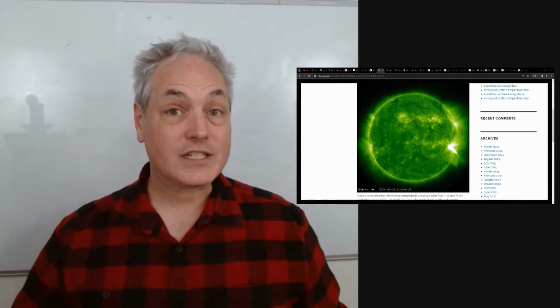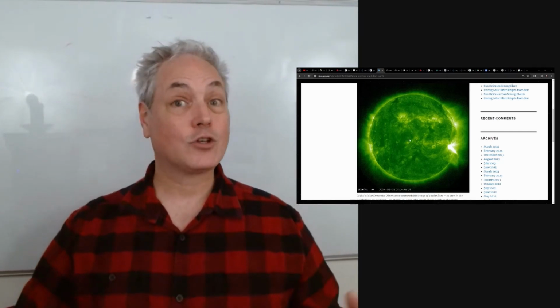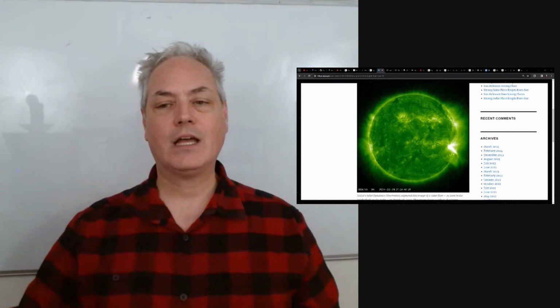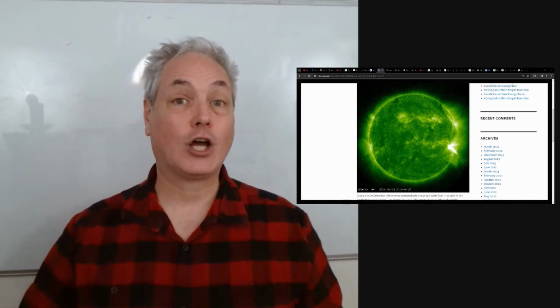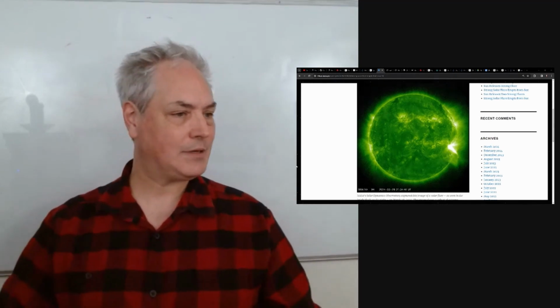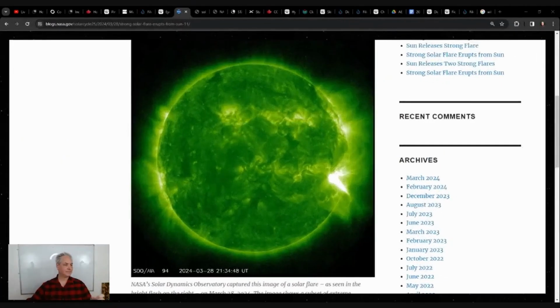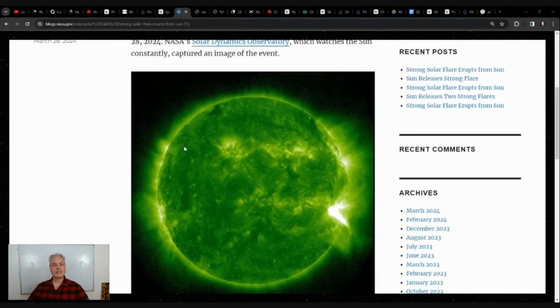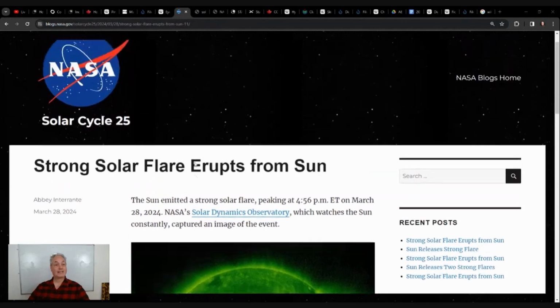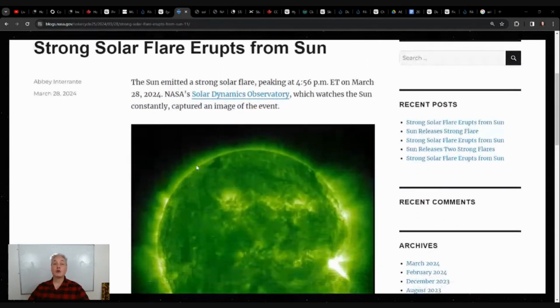So let's talk about the sun. On March 28th, a couple days ago, we had a solar flare that came out of the sun. If you look at this image here, let's see what we can see. We see our sun. This is from NASA, and we have a strong solar flare that erupted from the sun, and here it is on March 28th.